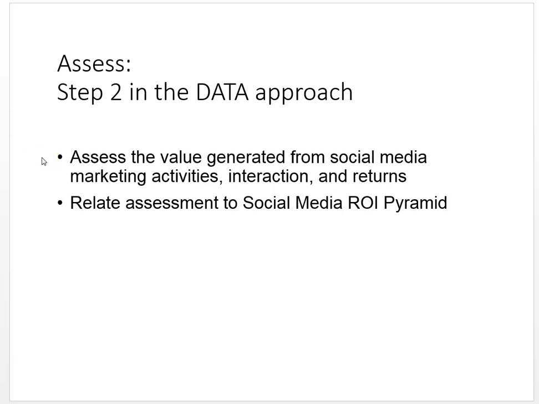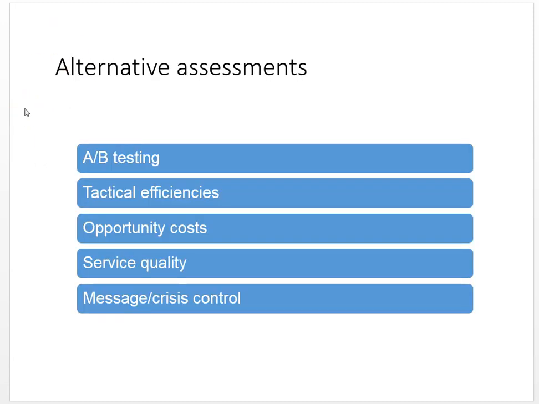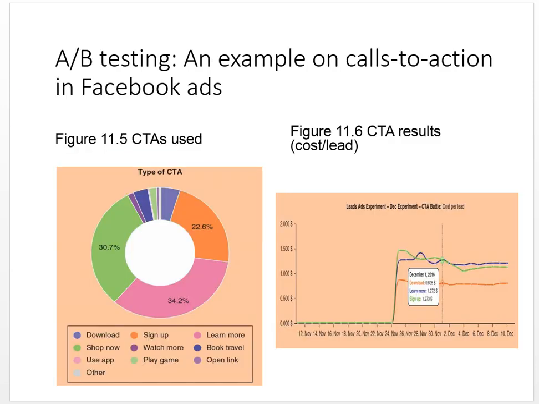Step 2 in the data approach is to assess the value generated from social media marketing activities, interactions, and returns. So I've related an assessment to social media return on investment pyramid. So some alternate assessments that we can do is A/B testing, tactical efficiencies, opportunity costs, assessing service quality, message and crisis control, for example. So an A/B test, an example on call to action in Facebook. So as we can see here, once we include listening, we can start to identify exactly what's going on and how that can be potentially used to improve our situation.